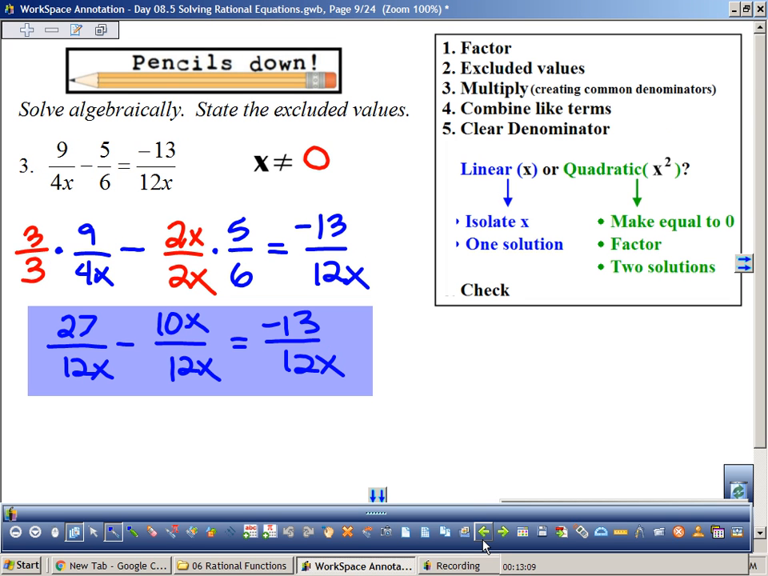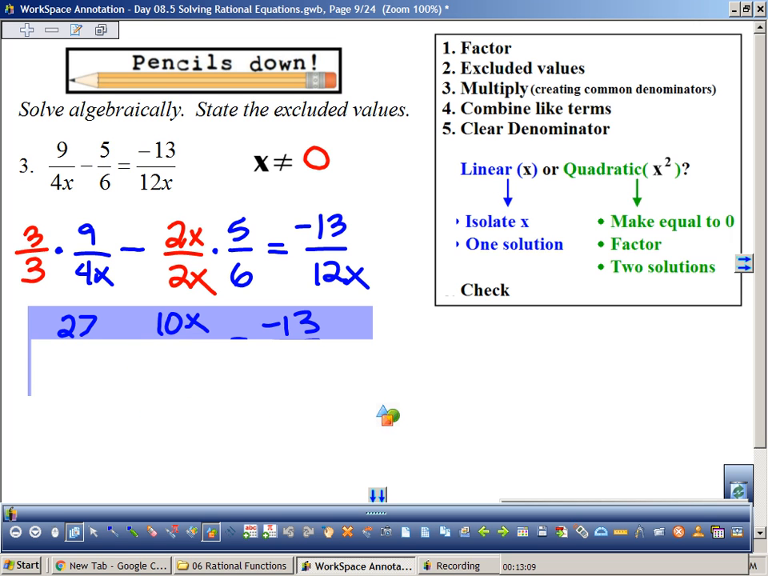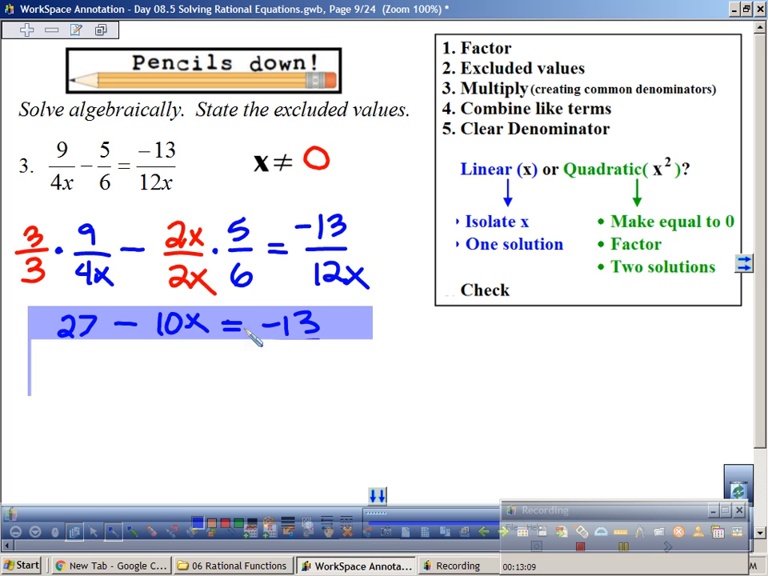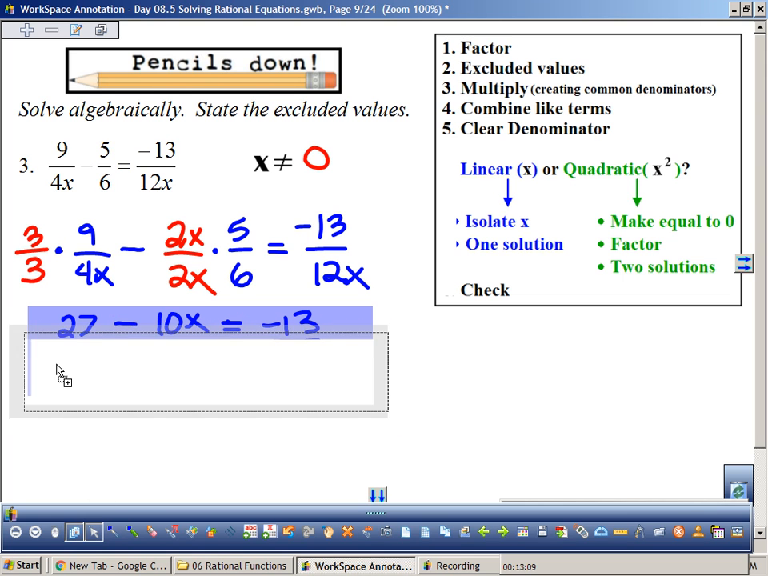Okay, let's look at this one first. From what I just told you, I have matching denominators, right? So don't I just need the numerators? This is a subtraction sign. Do I really need to do that with you? I don't think I need to do that with you. You guys know how to solve 27 minus 10x equals negative 13, right? You solve for x. So I'm not going to spend my time doing that one.